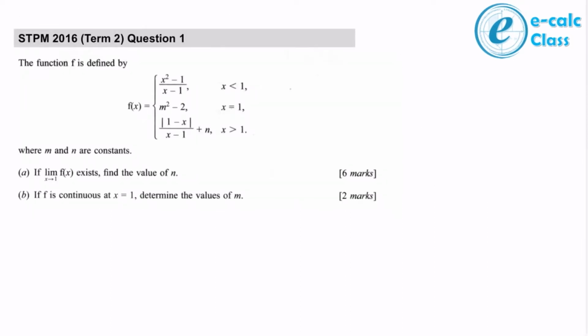So now I want to find the value of n. Very simple. Because this is a piecewise defined function, which piece approaches 0 from the left? It's this one. This one is from the left, and this one is from the right. So just go ahead and equate them. I'll write it down here. I'm scared I don't have enough space.